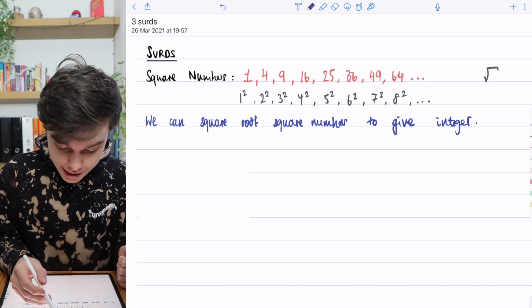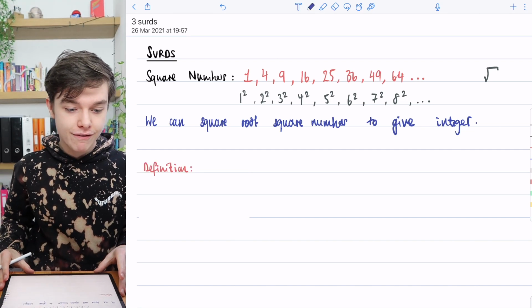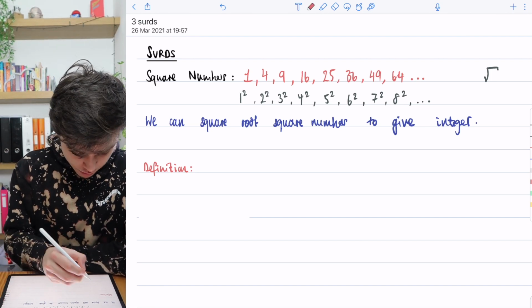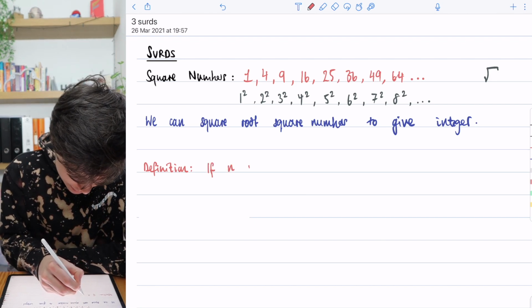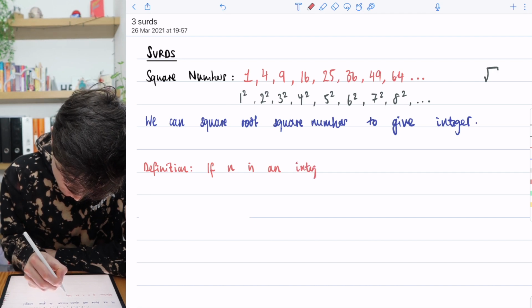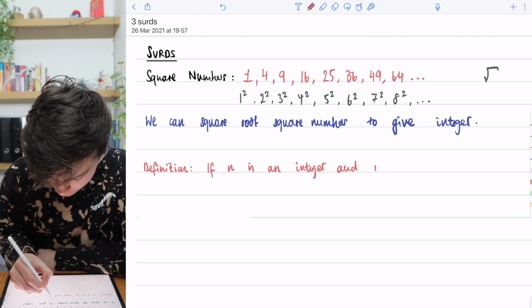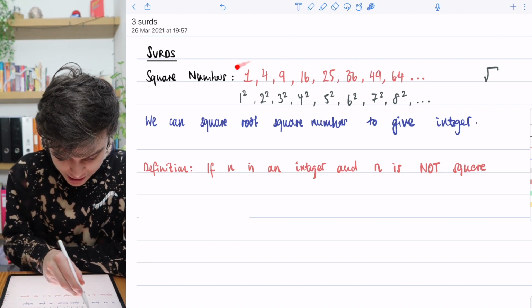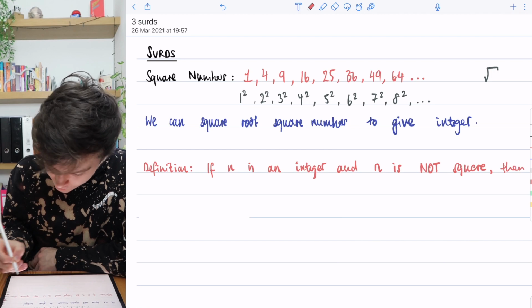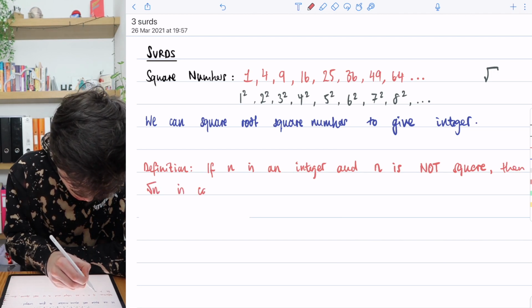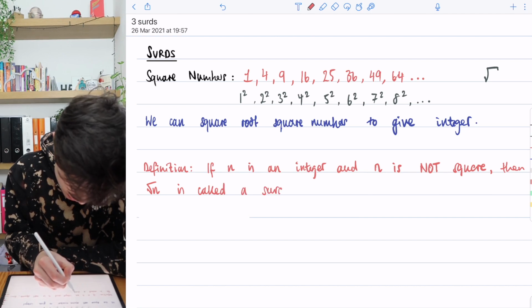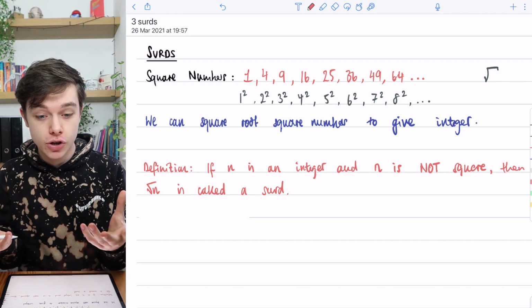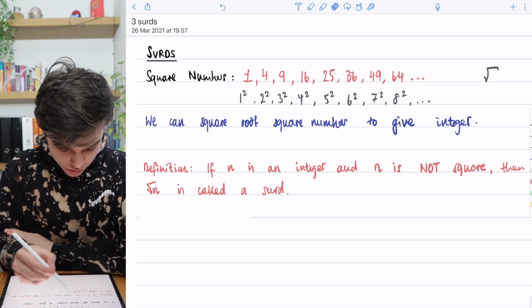I'm going to introduce a definition, and I'm going to take the definition straight from the book. Here's the definition, and I'll write it in red. If n is an integer and n is not square, so not square means it doesn't belong in this list here, then the square root of n is called a surd. You probably have seen surds at GCSE before, but if we square root a non-square number, we'll get a surd.